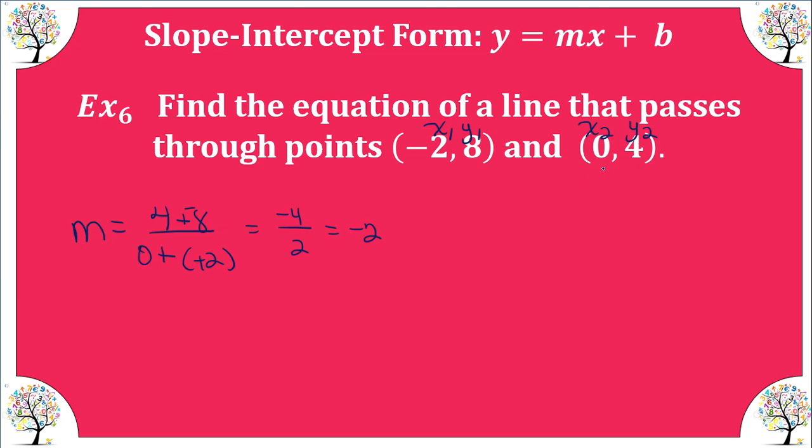And again, luckily for us, they gave us the b value because x is 0. This is where it crosses on the y-axis. So we have y equals my slope of -2 and my y-intercept where the b value is 4.